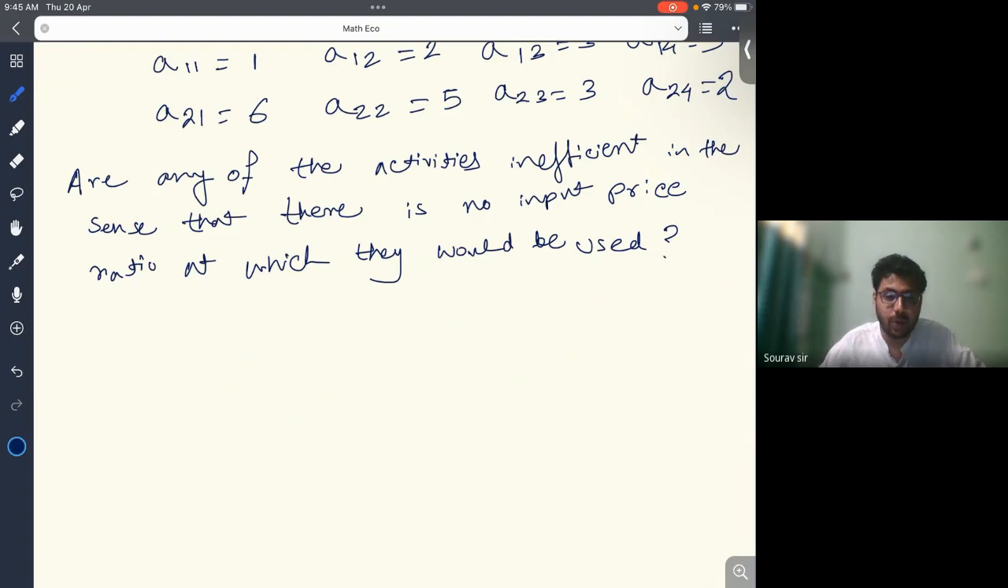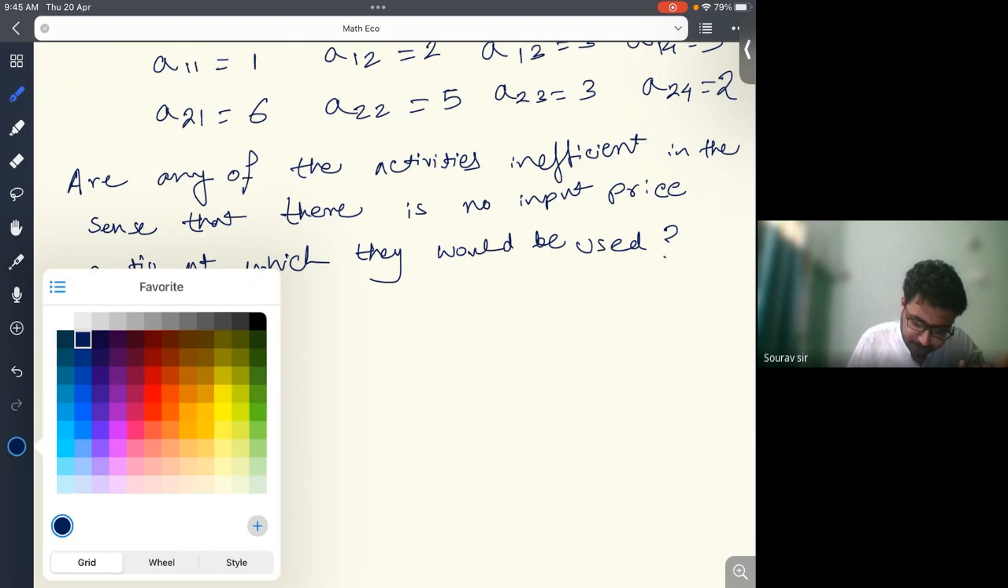Okay, now to determine whether any of the activities are inefficient or not, we need to check if any of the activities have a negative shadow price for all possible input price ratios. So let's solve this problem.